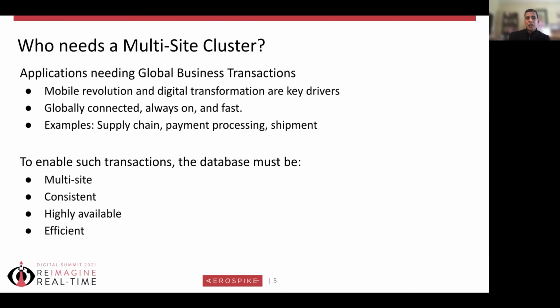To enable this trend and such transactions, the data infrastructure, the database underneath all this, has to be multi-site. It has to be close to your partners and customers. It needs to be consistent. You cannot rely on inconsistent, stale, or dirty data. It needs to be highly available, to be always on, and it needs to be efficient. When you purchase a database solution and when you operate it, it needs to be efficient.